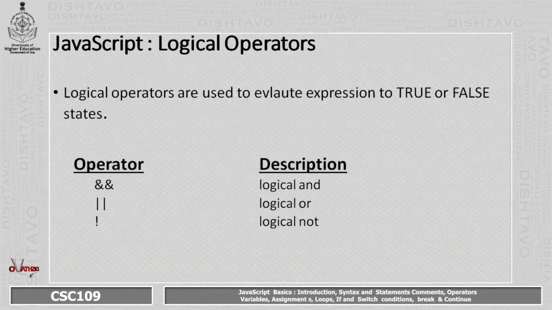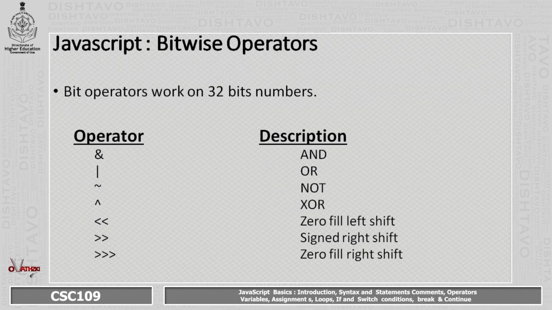Amongst the logical operators, we have the AND operator, the logical AND, which evaluates to true if both its arguments are true. We have the logical OR operator, which evaluates to true if either or both its arguments are true, and we have the logical NOT operator that inverts the value of the operand.